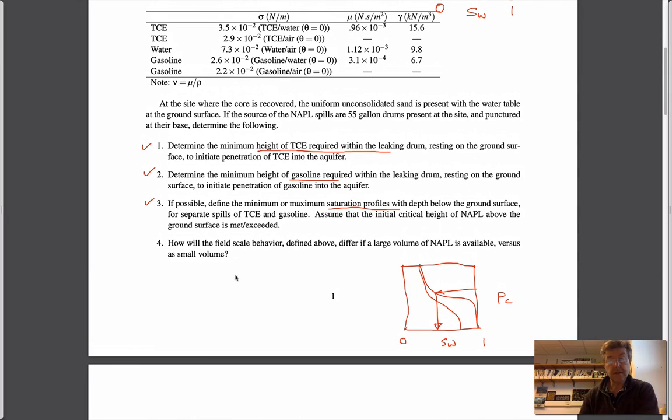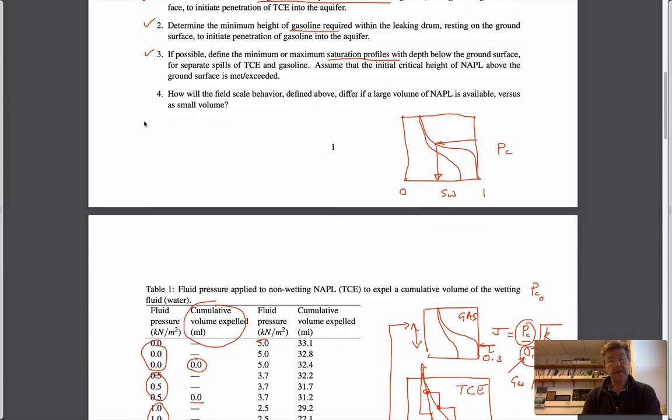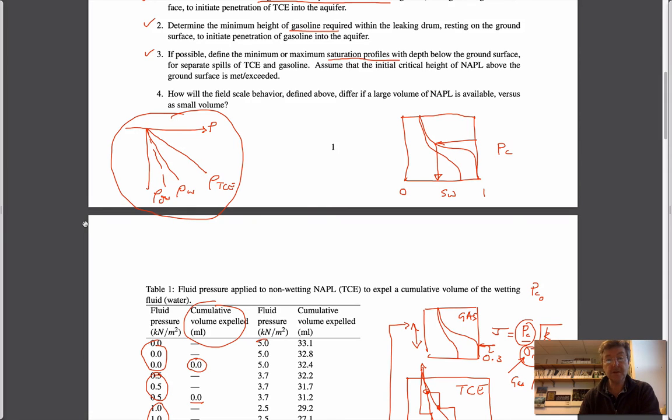And then you can use those to represent the behavior below the water table in terms of capillary pressures versus depths, where you have the two different fluids, one for water, one for TCE, which is denser than water, and then you have to wonder, I guess, what you do with the gasoline. And so you can calculate these saturation versus depth curves for each of these. So that's basically the idea. So I'll leave it at that. Thanks.